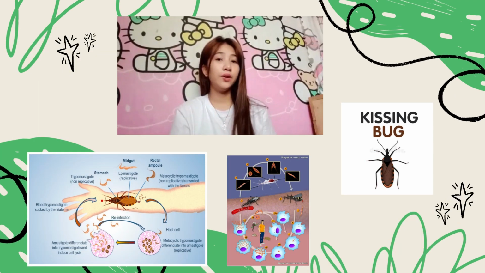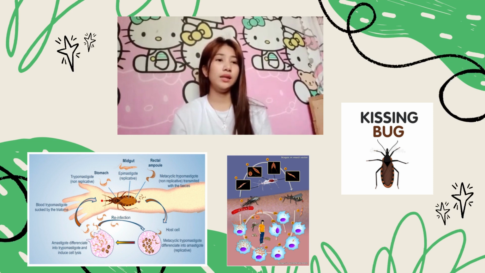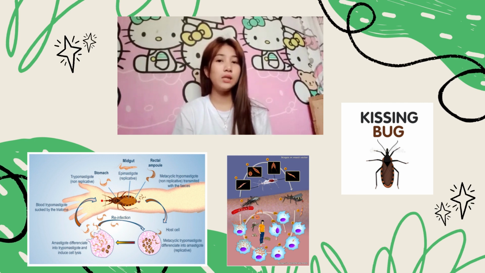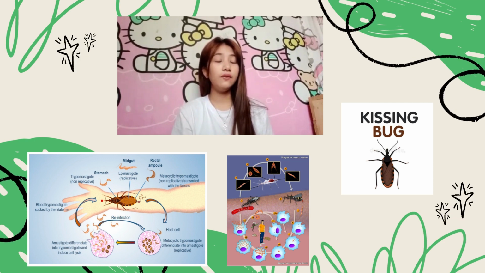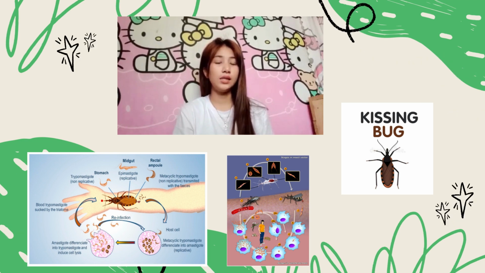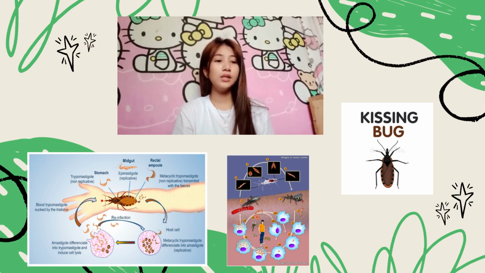Indicate the vector for each of these parasites. Number 1, Trypanosoma cruzi. The answer is kissing bug. Number 2 is Trypanosoma spp. The answer is tsetse fly or Glossina. Number 3 is Leishmania spp. The answer is sandflies. Number 4 is Plasmodium spp. The answer is female Anopheles mosquito.